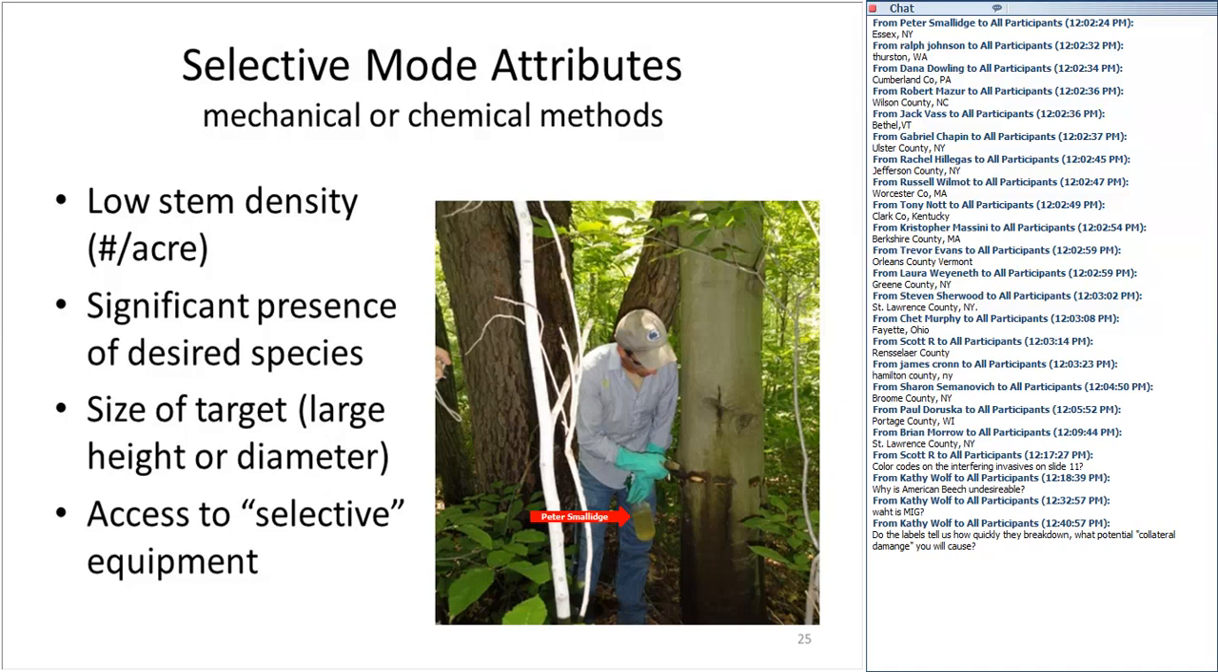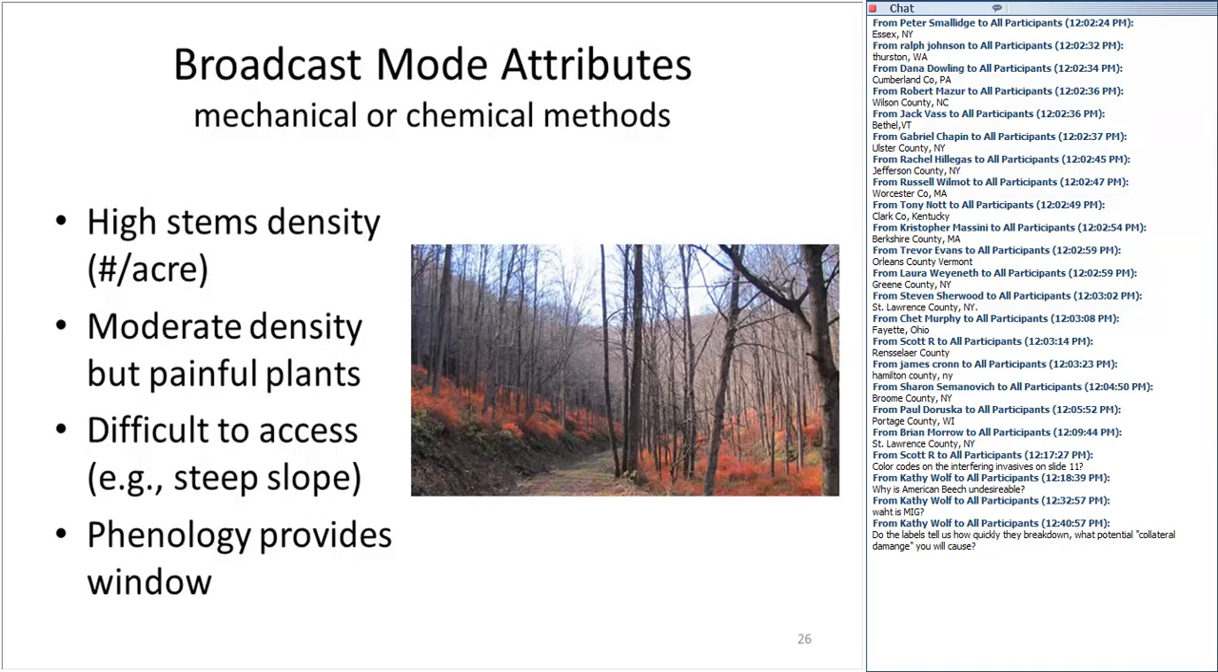Okay, let's keep going here. I'm not quite halfway through, and I'm way beyond the halfway point. So broadcast is going to be useful where you have high stem density. Maybe you have a moderate density, but the plants are painful, and multiflora rose and barberry, as pictured, are two examples of that. It may be that you have an area such as a steep slope that's difficult to access on a plant-by-plant basis, and so you need to use a broadcast treatment.